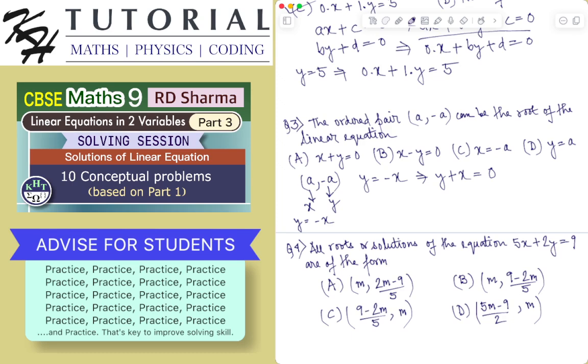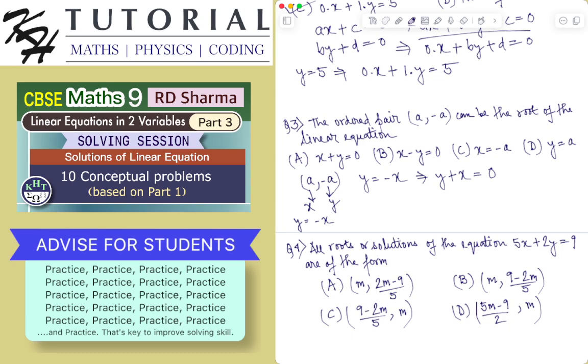Now, what about the other choices? x minus y is equal to 0. Now, the ordered pair a comma minus a will not satisfy x minus y is equal to 0. You can also verify that the ordered pair a comma minus a will not satisfy the linear equation x equals to minus a. Similarly, a comma minus a will not satisfy y equals to a. So one way of solving this problem is to check which of the linear equations given in all the choices is satisfied by the ordered pair a comma minus a. So in that way you can solve it.